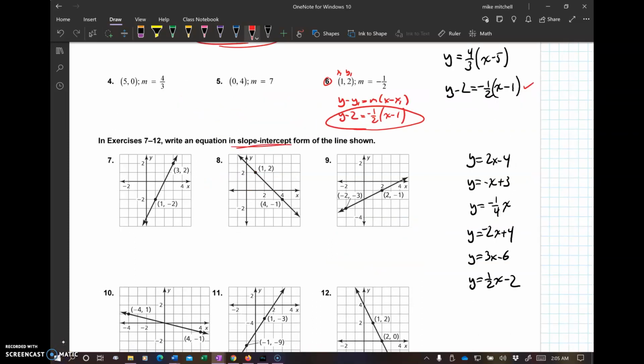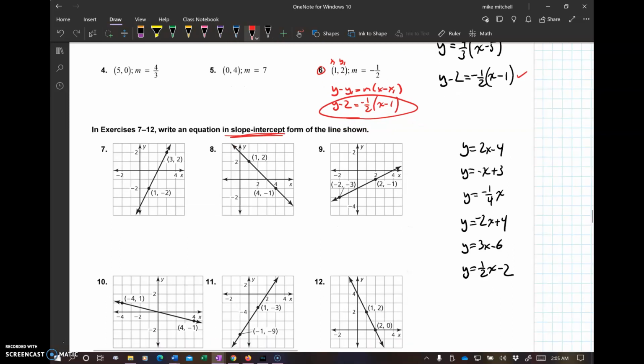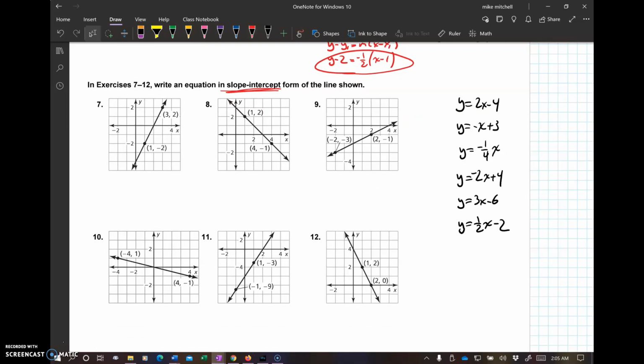Write an equation in slope-intercept form. So we need the slope and we need the intercept. Well, I'm only going to do one of these. Let's do number 9. Okay. Identify your slope. Identify the intercept. Well, there's my y-intercept. That's the point 0, negative 2. So my y-intercept is just negative 2. My slope, I could get this counting it out. Up 1 over 2. That gives me 1/2. Or you could use the points.